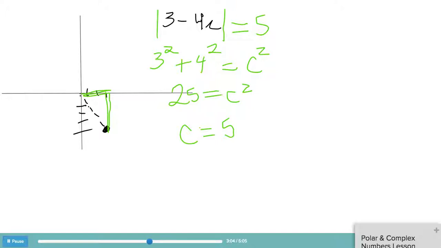Okay, so absolute value here is the distance from the point you drew to the origin. Now, for this one, we don't need Pythagorean theorem because it's a straight line. Right? How far away is that dot from the origin? 3. Yeah. The absolute value is 3. Okay, let's do another one of these.